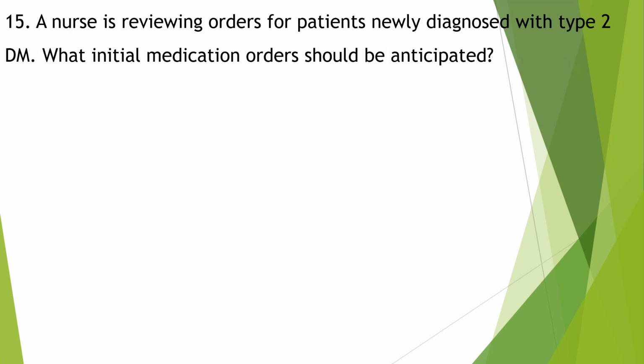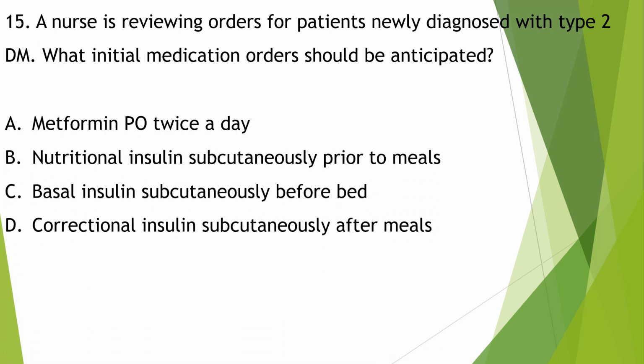The nurse is reviewing orders for patients newly diagnosed with type 2 diabetes mellitus. What initial medication orders should be anticipated? Metformin per oral twice a day, nutritional insulin subcutaneously prior to meals, basal insulin subcutaneously before bed, correctional insulin subcutaneously after meals. Metformin is a drug used to maintain blood glucose level in type 2 diabetes mellitus. Insulin may be used later if glucose control cannot be maintained over time.